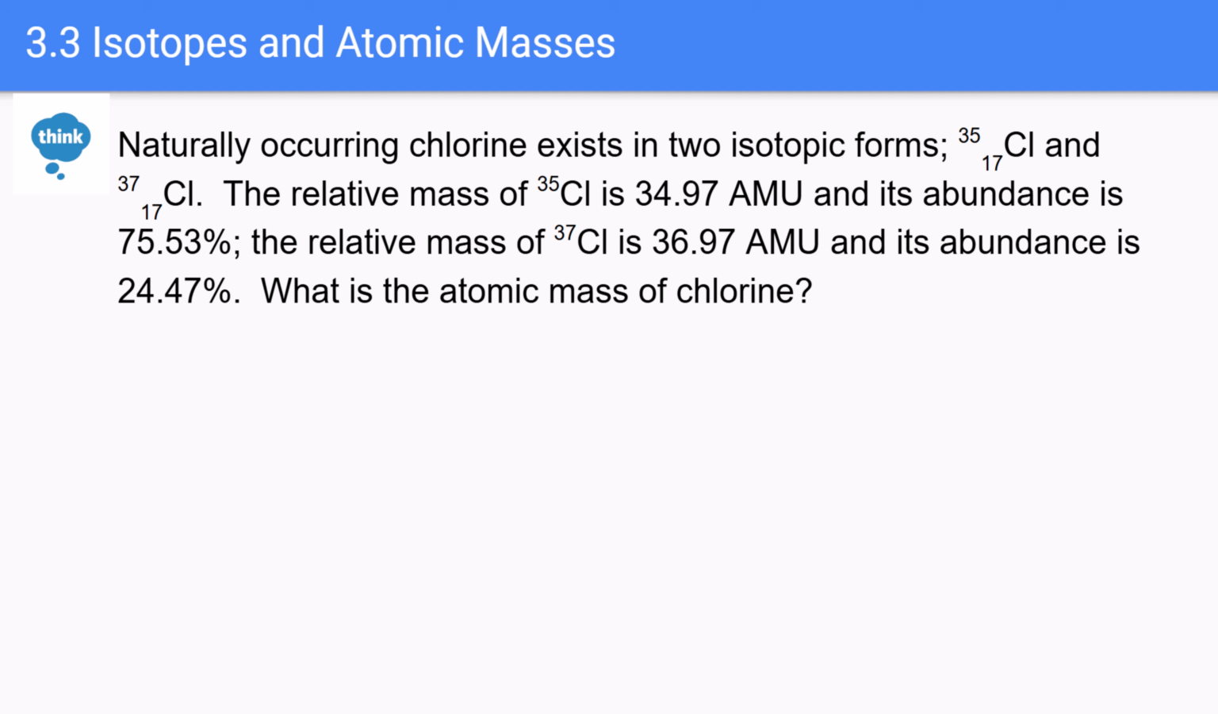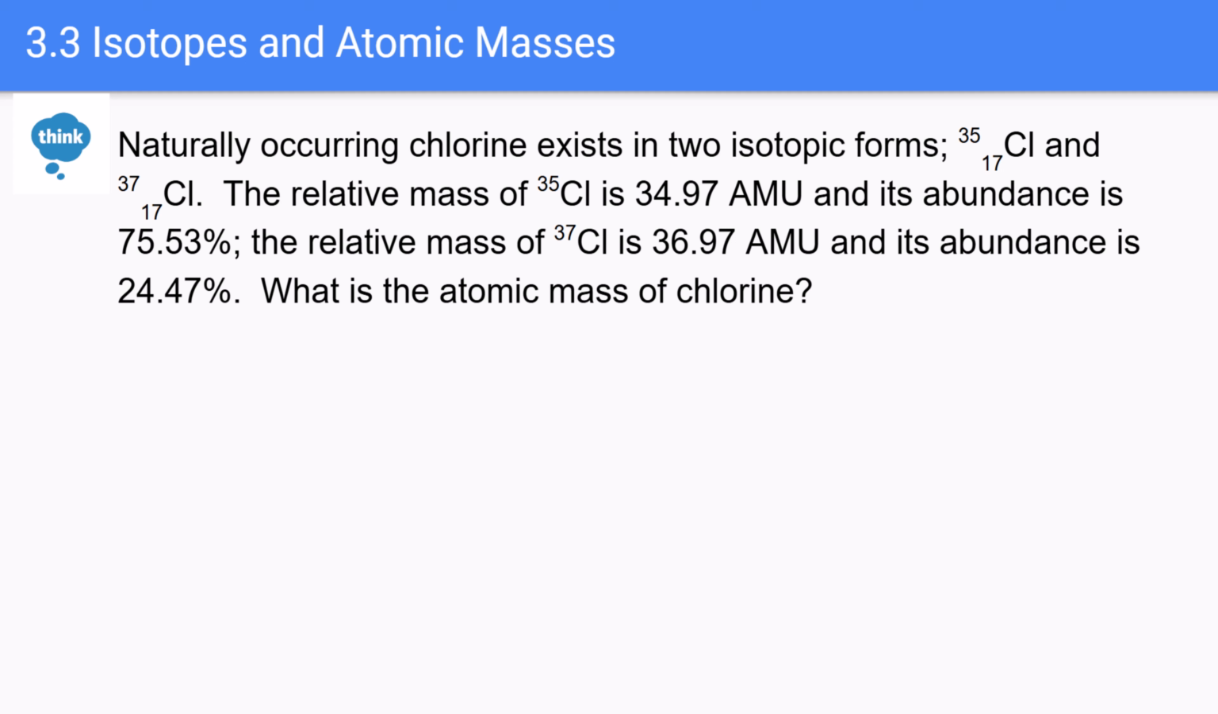We have a relative mass of chlorine-35, and it gives us the AMU of 34.97. If you want to know why it's not 35 exactly, you can ask me later. And its abundance is 75.53%. And the relative mass of chlorine-37 is 36.97 AMU, and its abundance is 24.47%. What is the atomic mass of chlorine?